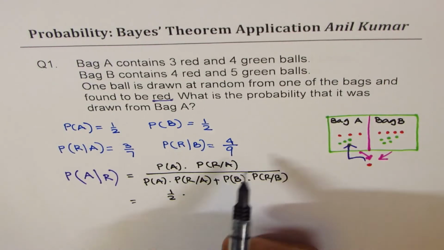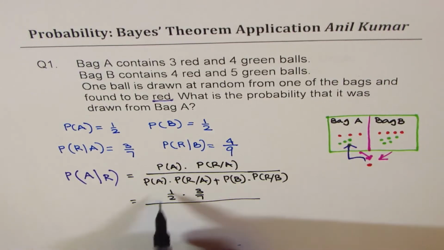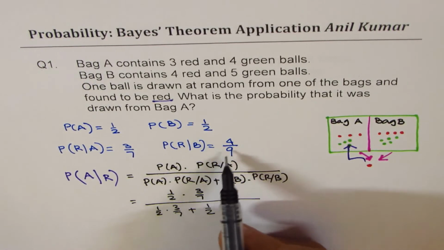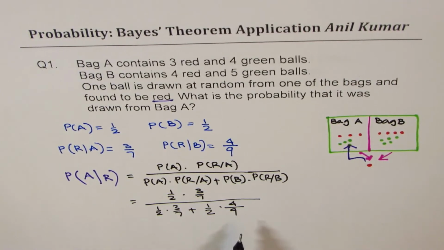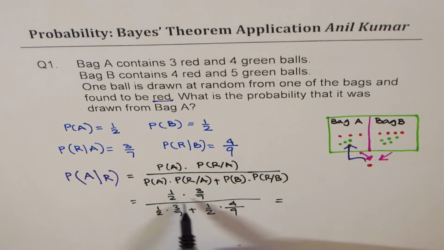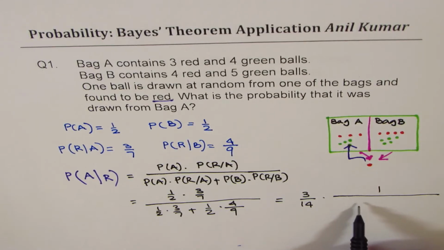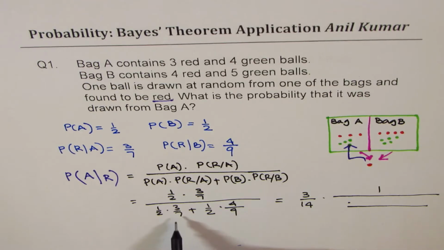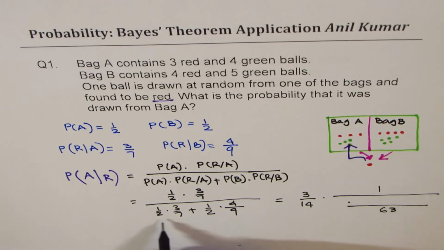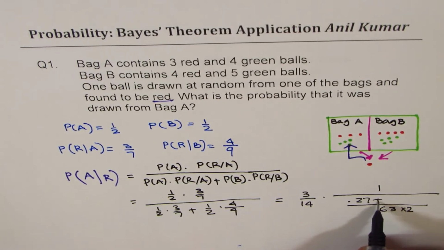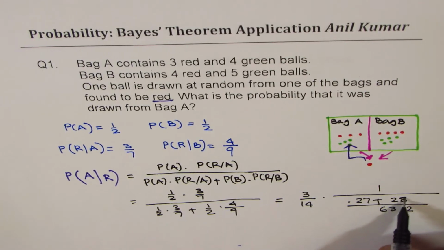So we know all these probabilities. Probability of A is half, times red from A is 3 out of 7, divided by the first term, half times 3 over 7, plus picking up B times the red ball from B, which is 4 over 9. Right? So that becomes the probability. Now we could simplify this. We have 3 over 14 here, times, let's take the common denominator, which is 7 times 9, 63, times 2, of course. And here the numerator gets multiplied by 9, which is 27, plus this gets multiplied by 4 times 7, which is 28, right?